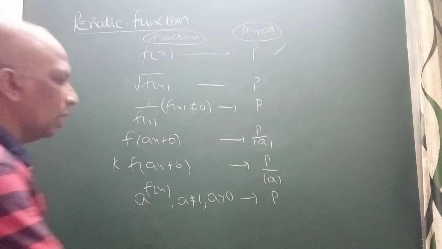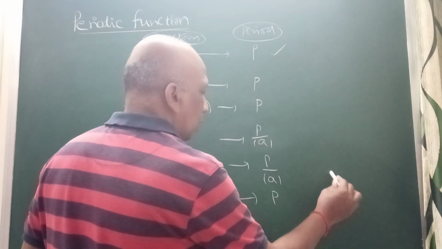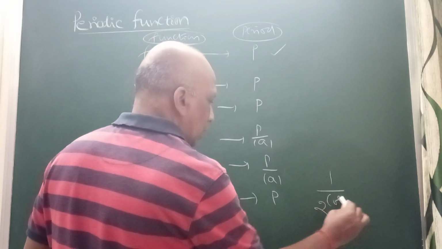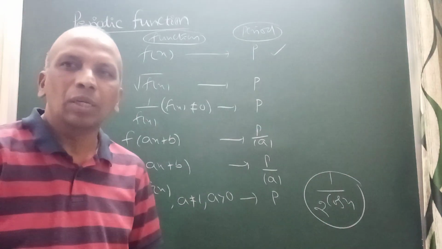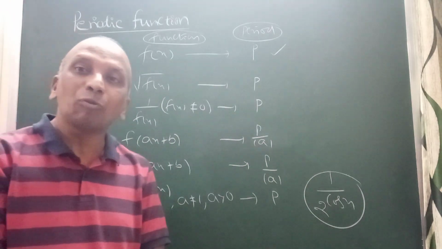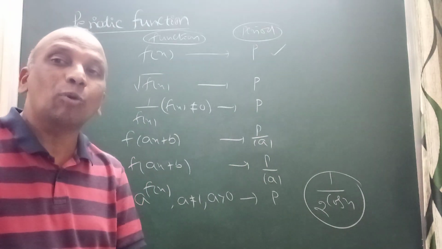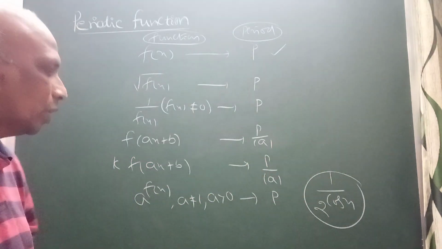For example, let us discuss this also. When I'm talking about 1 by 2 power cos x, what is the period of this? What is the period of cos x? We discussed that the period of cos x is 2 pi. When the period of cos x is 2 pi, the period of 1 by 2 power cos x is also 2 pi only, there is no change.